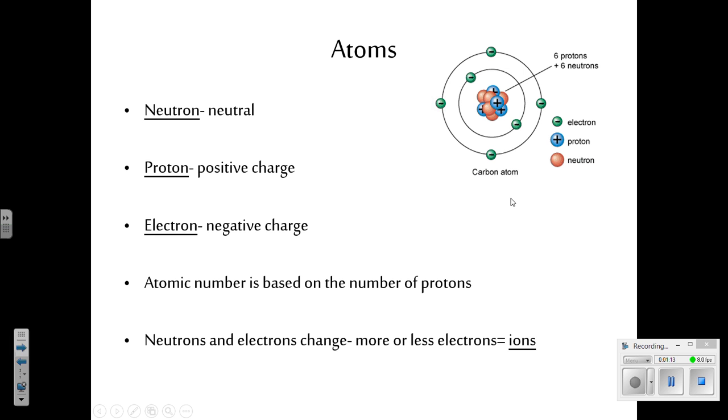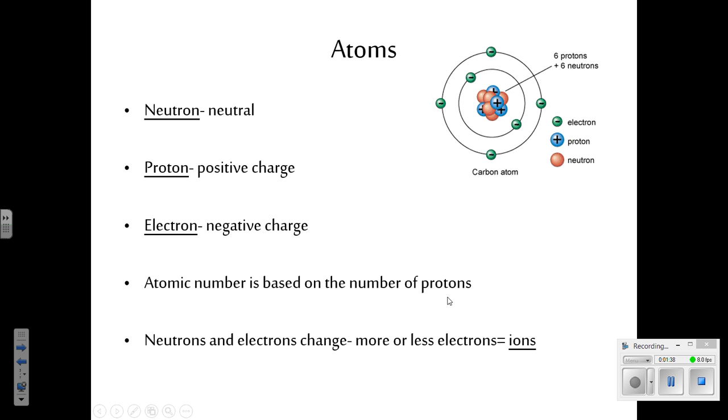So again, taking a look at the atom, the nucleus has the neutrons and the protons. Neutrons are electrically neutral, protons are positive, and electrons are negative. So in the nucleus, protons and neutrons, and then around the outside are all the electrons, as shown in that picture to the right. To find the atomic number of an element, all you have to do is look at the periodic table, and that will equal how many protons it has.